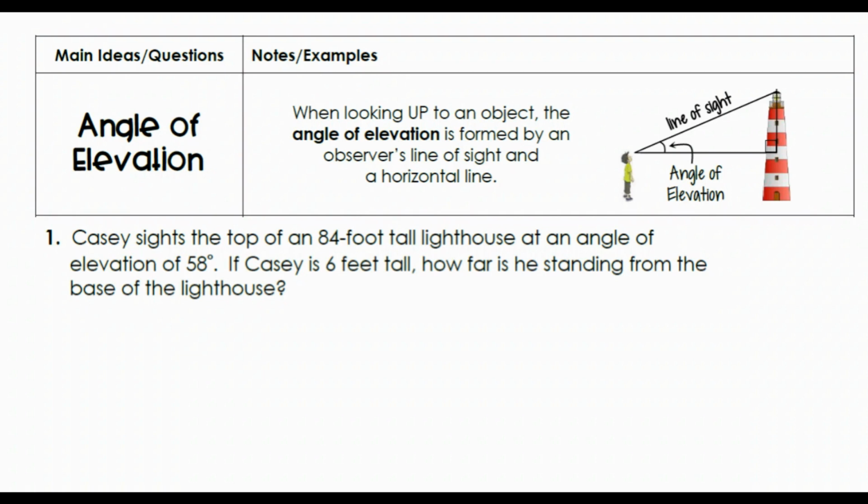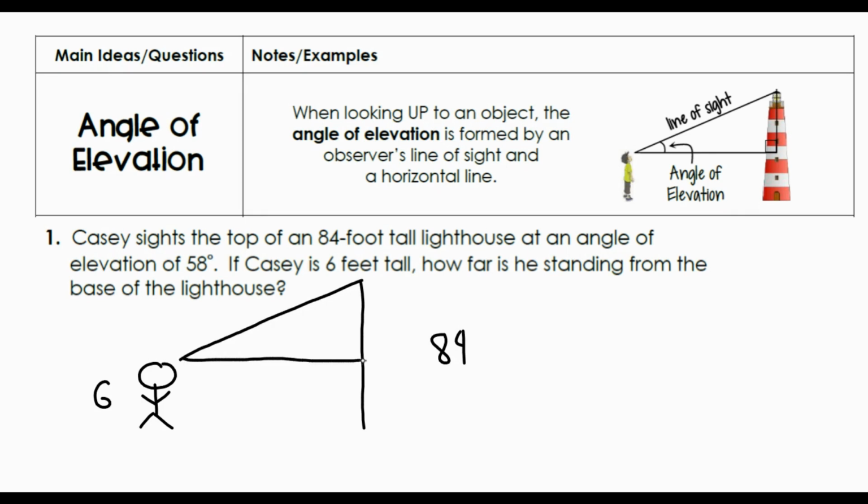Now it's going to be extremely helpful if you draw diagrams for each one of these problems and then label in our information. So we know that Casey is 6 feet tall, so we'll label this with 6. We know there's a lighthouse that's 84 feet tall, so we'll label this with 84. We know that he is looking up to the top of the lighthouse, and his horizontal line of sight would reach somewhere in the lighthouse. We know the angle of elevation that this creates is 58 degrees, and I want to know how far Casey is from the base of the lighthouse.